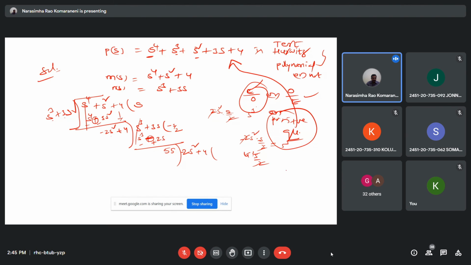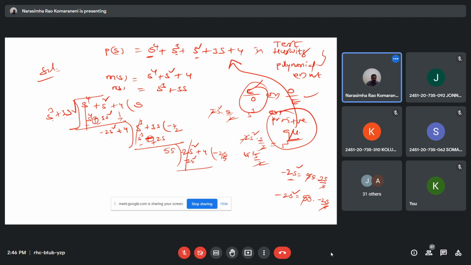Clear? The resulting quotient should give minus 2s^2. If you multiply minus 2s/5 with 5s, the 5 gets cancelled and we get minus 2s^2. So here we will get it as minus 2s^2.